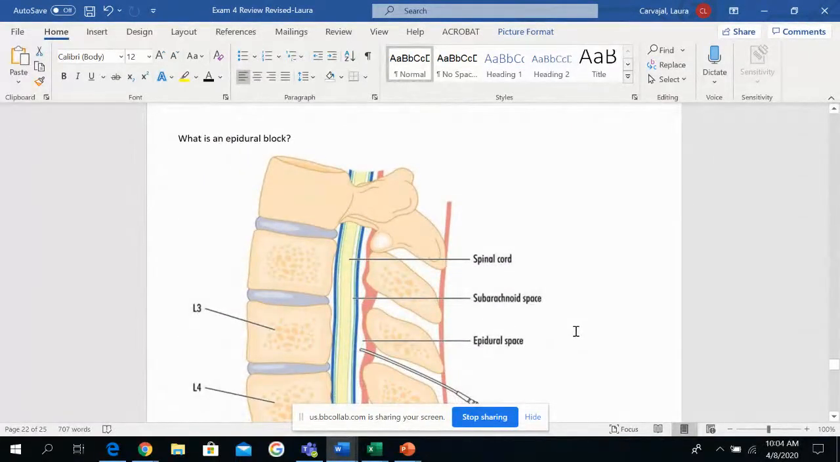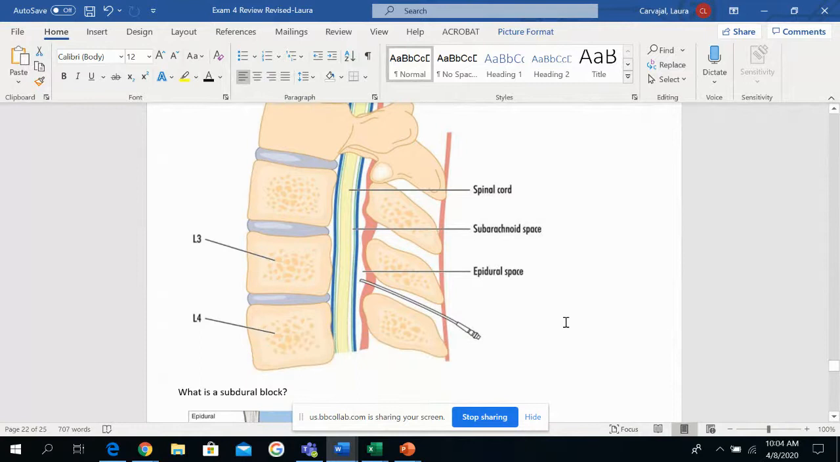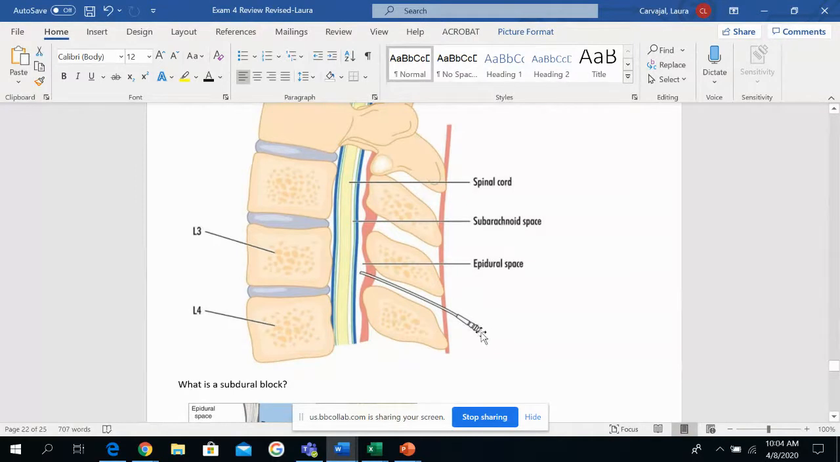Okay, what is an epidural block? This is basically a procedure that some people giving childbirth go under to numb the lower part of their extremities so they don't feel the pain of giving birth to a child. This is where they go in. They go in between L3 and L4 with a needle.